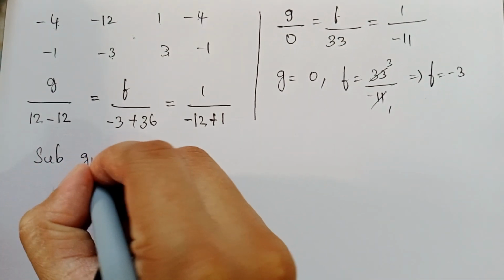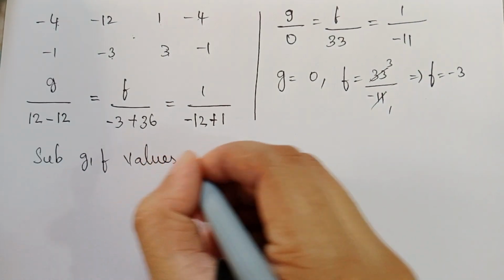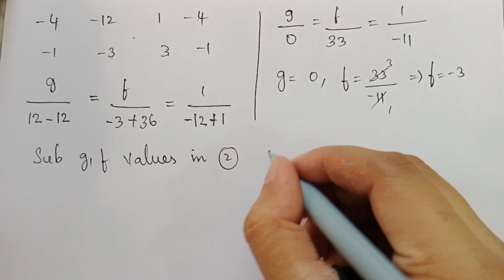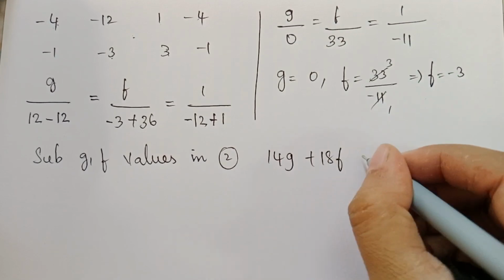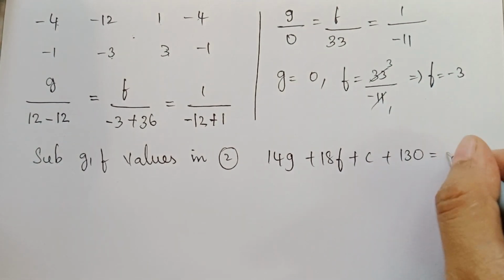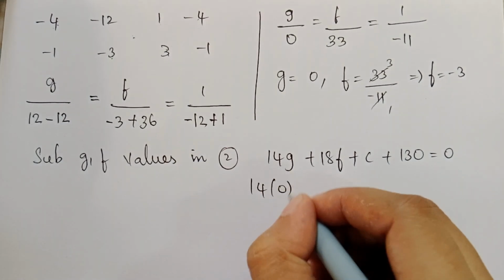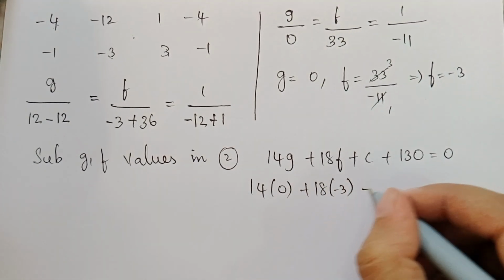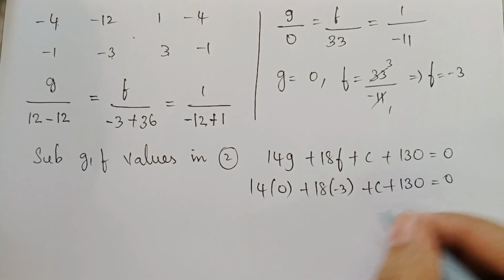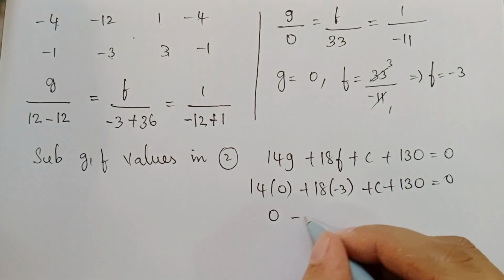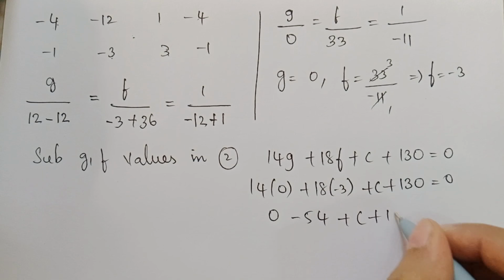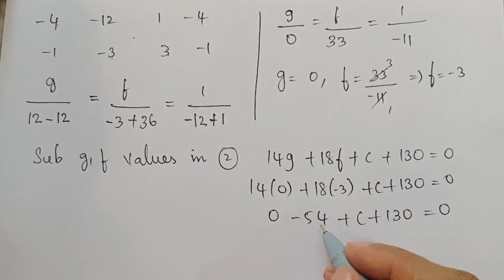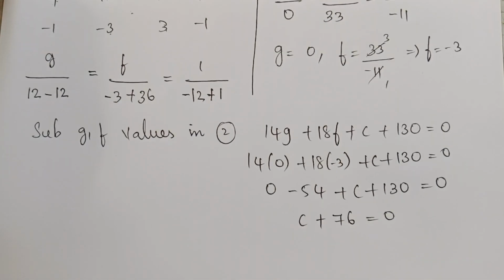So substitute the g and f values in the equation. Our equation is 14g plus 18f plus c plus 130 equals 0. So it is 14 into 0 plus 18 into minus 3 plus c plus 130 equals 0. So it is 0, and 18 into 3 is 54, so minus 54 plus c plus 130 equal to 0. 130 minus 54 is 76. So from here c equals minus 76. We got the value of c.